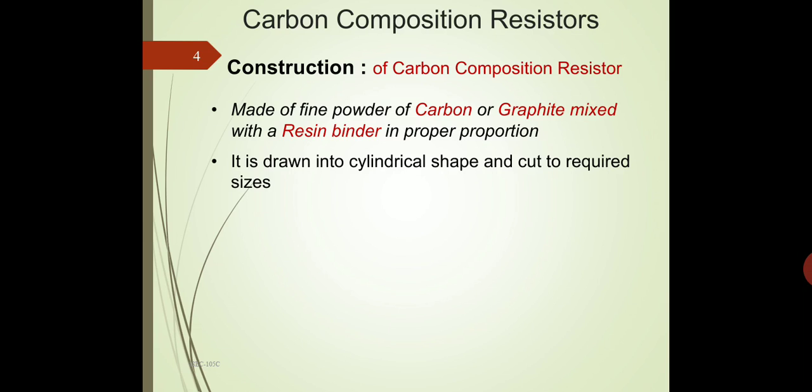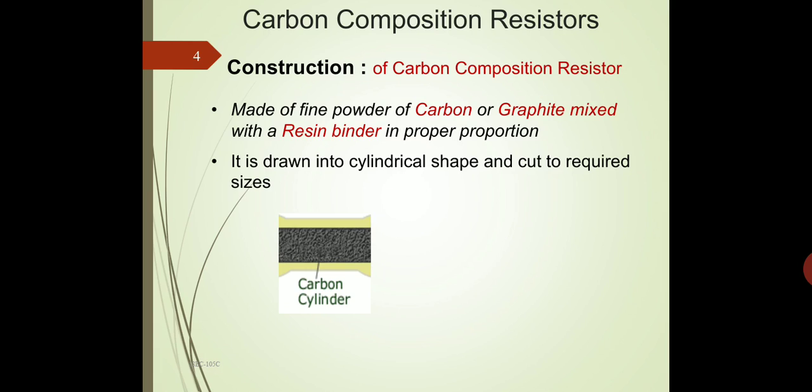So these carbon resistors are made of fine powder of carbon or graphite that will be mixed with a resin binder. So it's like a gum sort of thing, resin, and it will be in proper proportions to form into carbon rods. So these things will be drawn into cylindrical shapes of required dimensions and cut to the required values. Let us see how they look like, the construction features.